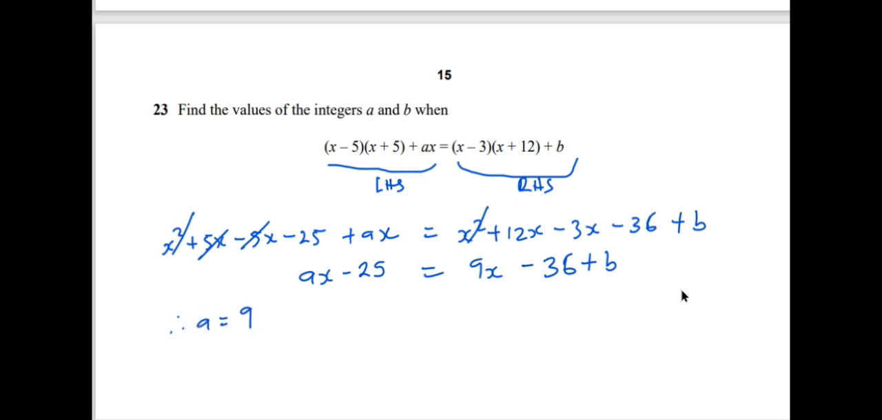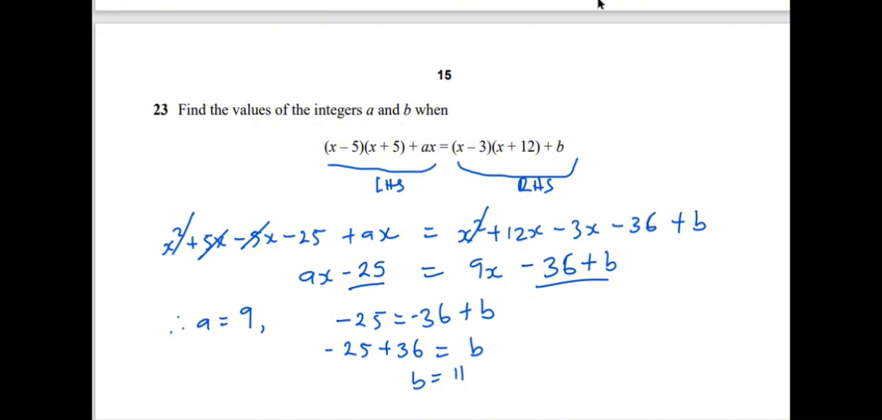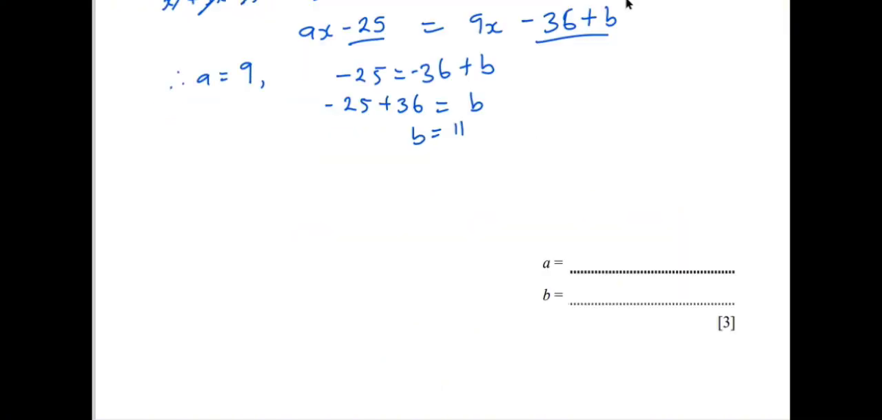Okay. Then the next thing is the constant here is the constant here. So these two are equal. That means minus 25 is equal to minus 36 plus b. So b, this one comes over here, minus 25 plus 36 equals to what? B. So minus 25 plus 36, that will give us that b is equal to 11. Okay, since we have gotten our answer for both a and b, we can write our answers here. So a is 9 and b is 11.